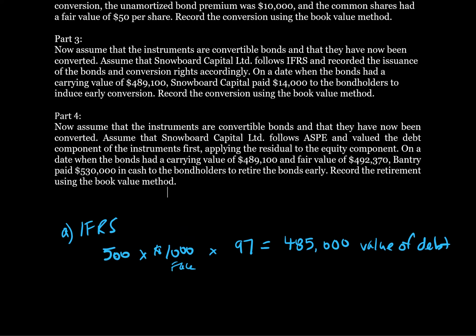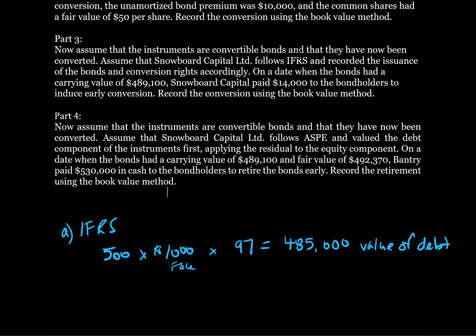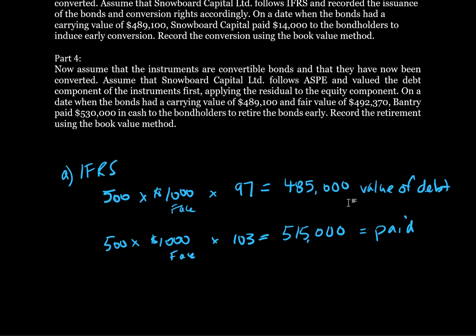So how much did we pay? Well, for the combined instruments, the debt and the warrant, we paid 103. So we paid 500 times 1,000, which is the face, times 103. That's going to give us 515,000, which equals what we paid. So therefore, the difference between 515 and 485 is going to be 30,000.